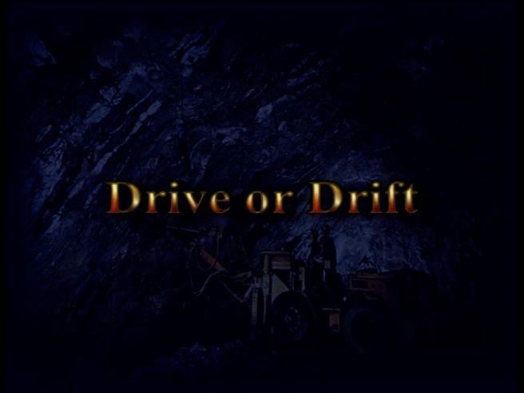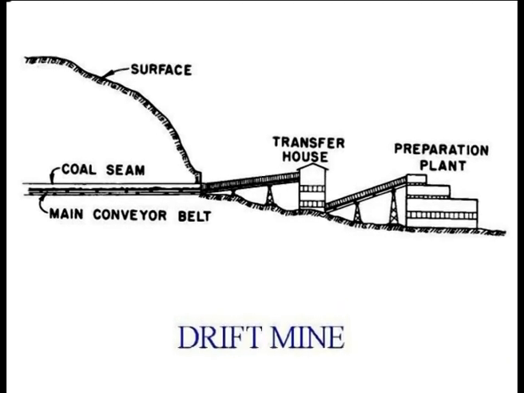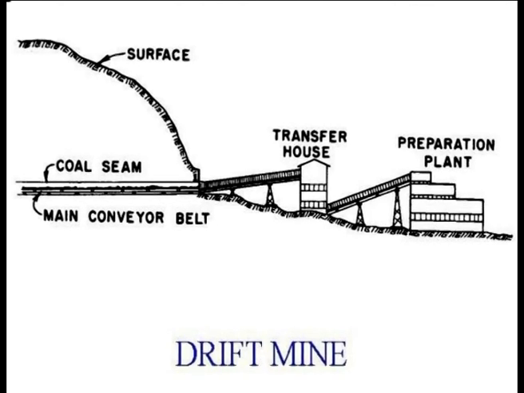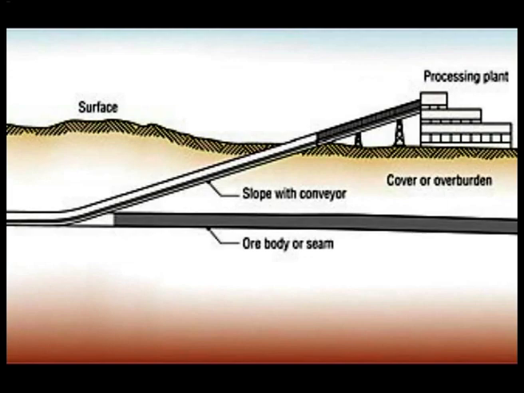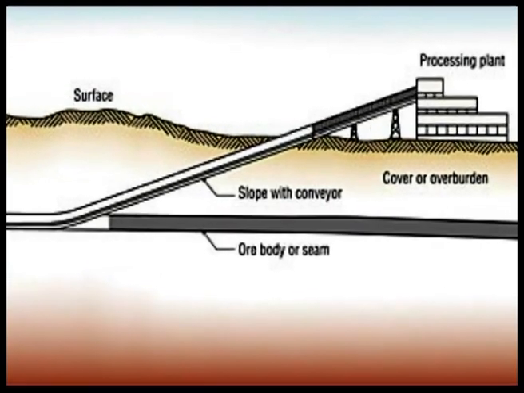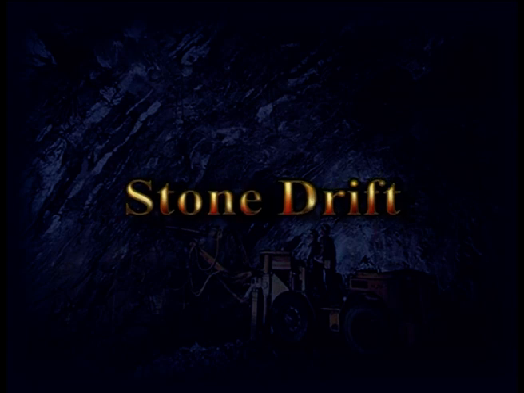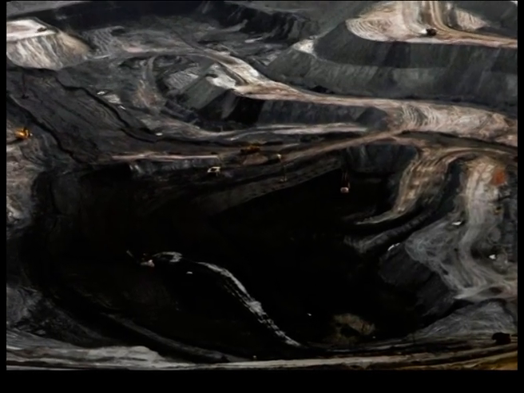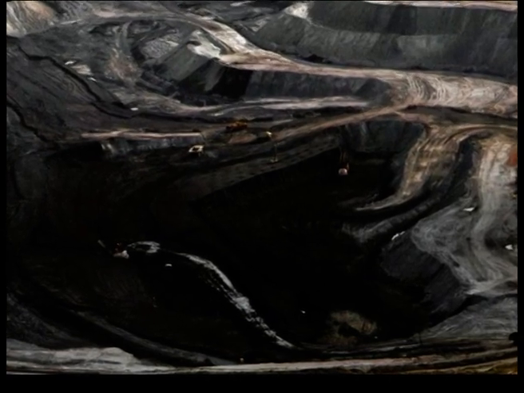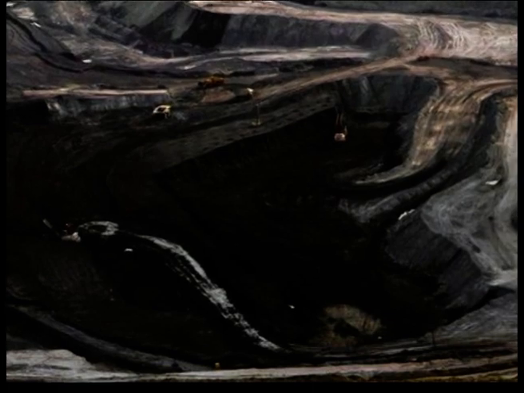Drive or drift. It is a horizontal tunnel parallel to the strike of the lode or vein, but can be located in the country rock either on the footwall side of the lode or on the hanging wall side of the lode. Stone drift. In coal mining, an inclined tunnel driven through barren rock to connect the workings in an upper seam with those in the lower seam or vice versa is called a stone drift.